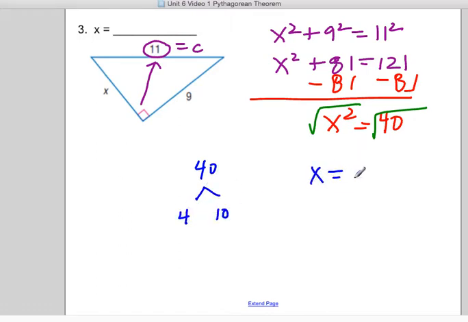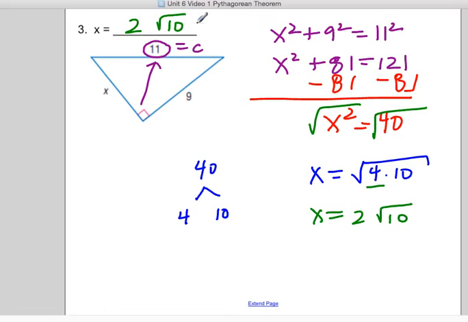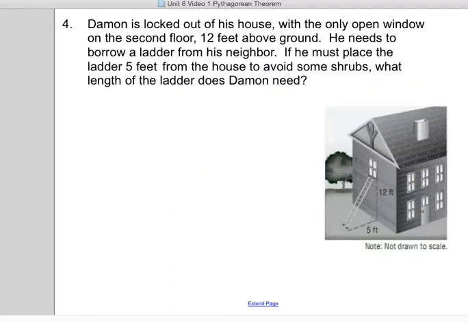So x is equal to the square root of 4 times 10. The square root of 4 is 2. So it's 2 square root of 10. So my final answer for 3 is 2 square root of 10. Okay. So those are just some basic apply the Pythagorean theorem. Now let's go ahead and look at a word problem.